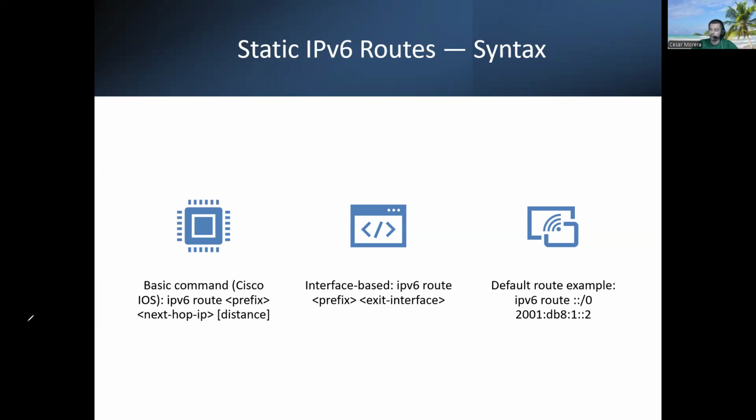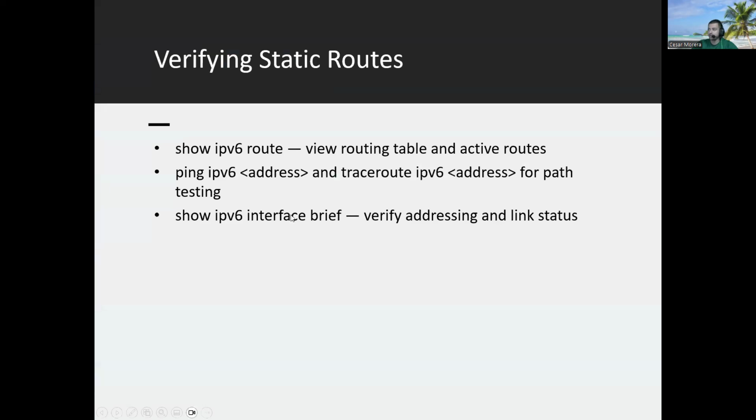Let's continue moving on to the next slide. These are some validation commands that we have. Show ipv6 route to view the routing table and active routes. We have ping IPv6 address and traceroute IPv6 address for path testing. And finally, show ipv6 interface brief to validate addressing and link status. That's basically it. Let's clear the board and move on.